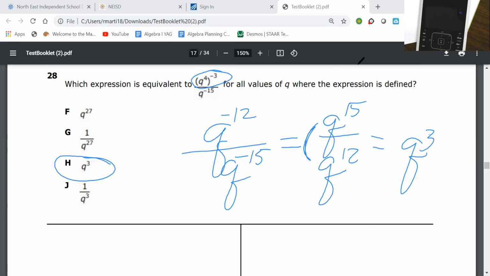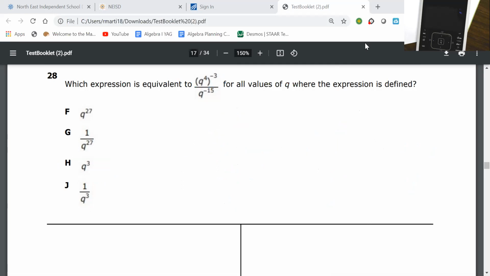Notice that J also has q to the 3rd, except it's on the bottom. So if you made a mistake somewhere or subtracted wrong, you might end up with that. And notice F and G are q to the 27th. If you added 15 and 12, you get 27. So these test writers pick common mistakes made by students. Just be careful. Just because you might see your number up there, it may not be right.